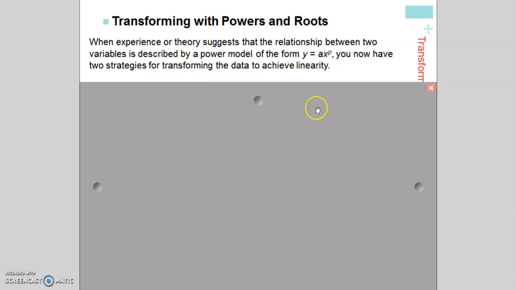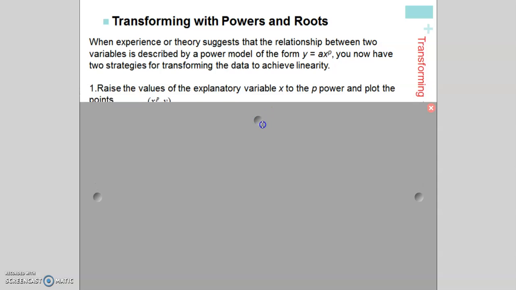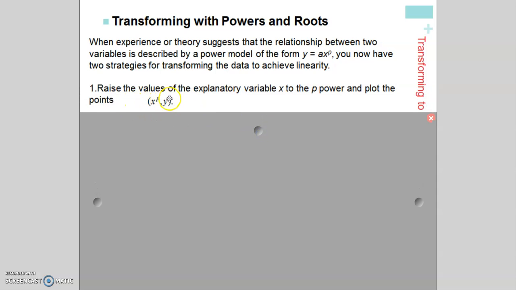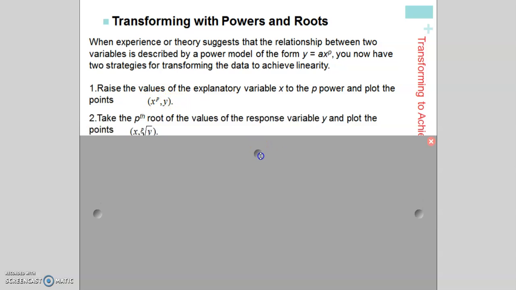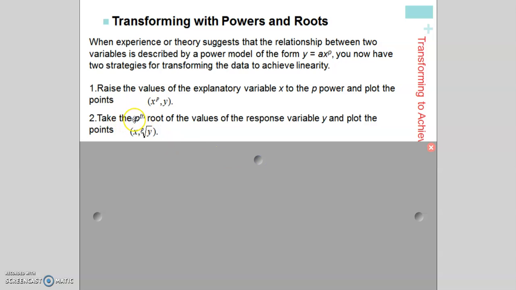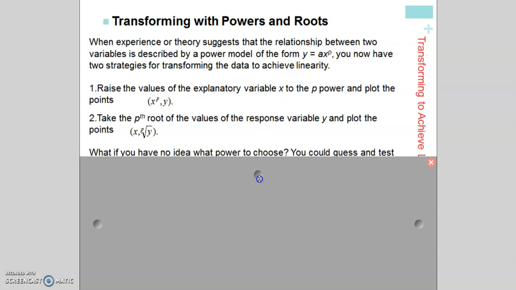So when experience or theory suggests that the relationship between two variables will have a power model, that means we have two strategies for transforming. So we can raise values of the explanatory or x variable to the power of p, and then plot x to the p against y and see if it looks linear. The other option is you can take the pth root of the response variable y, and you can plot all the x values with the pth root of y. So those are basically the two approaches you can take to achieve linearity when a power model is appropriate.